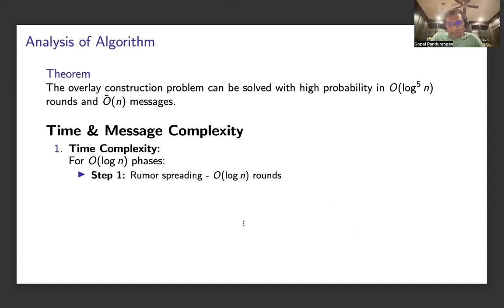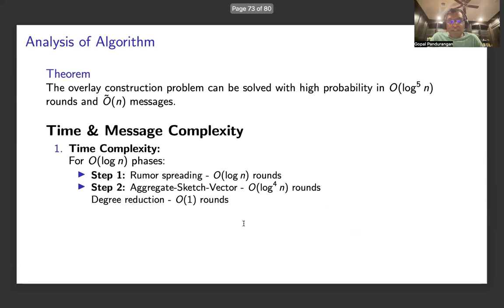As for the time and message complexity: for log n phases, rumor spreading is just gossiping in an expander, which takes log n rounds, and aggregating the sketch vector. I didn't go into the details, but if you implement the push sum algorithm, this will take O of log to the 4 n rounds. Degree reduction happens when many outgoing cluster edges go to the same node; you do a simple sparsification that takes constant rounds. And the create expander procedure by Götz et al. takes log squared n rounds.